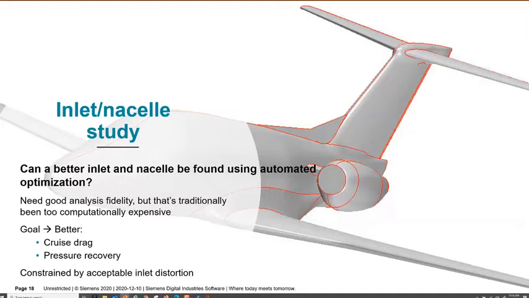An automated setup for doing that, and seeing if we could leverage the cloud clusters, was certainly something we were very interested in. So once again, the goal was to get better cruise drag and inlet pressure recovery, but still be constrained by having acceptable inlet distortion at the fan face, as is required by the engine manufacturer guidelines. Next slide.